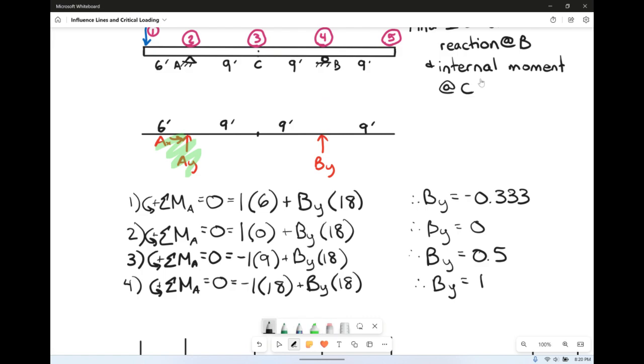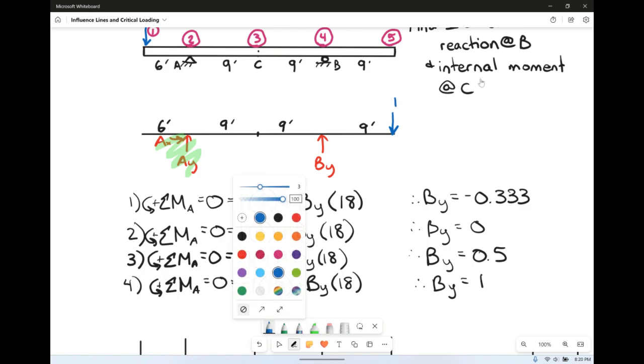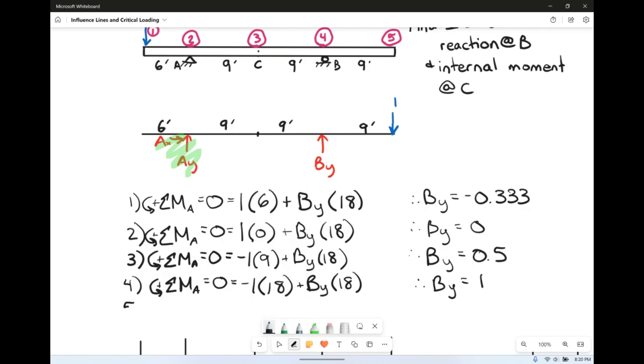Lastly, we're going to unload it from that spot and move it on to the end of the cantilever. So we load it over here. So at spot 5, if we sum the moments about A and set it equal to 0, taking counterclockwise to be positive, we have -1 times 9 plus 9 plus 9, that's 27 feet, plus BY times 18 feet. So BY is going to equal 1.5.